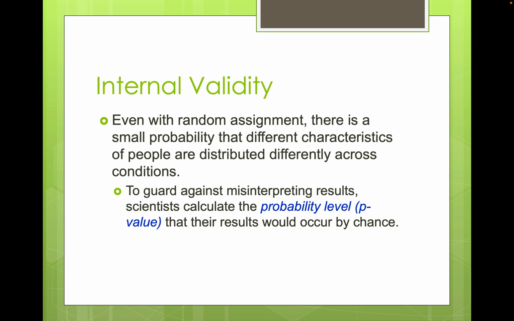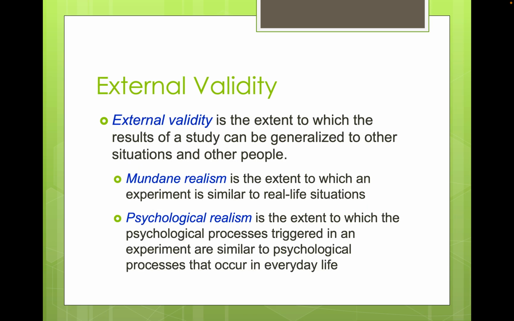Even with random assignment, there is a small probability that different characteristics of people are distributed differently across conditions. To guard against misinterpreting results, scientists calculate the probability level, or the p-level, that their results would occur by chance.